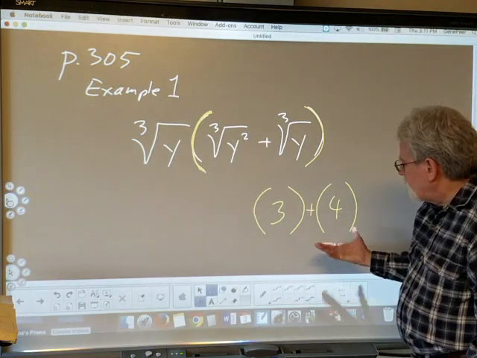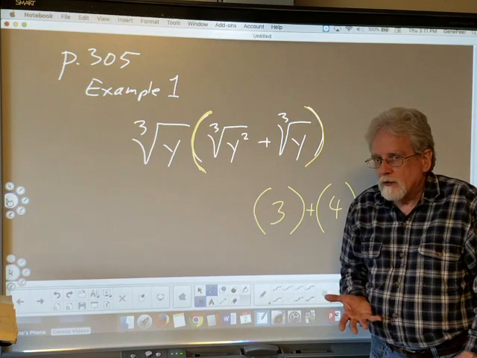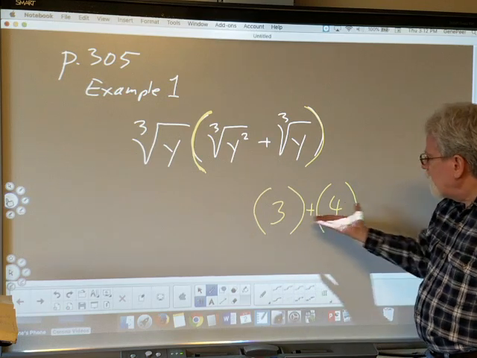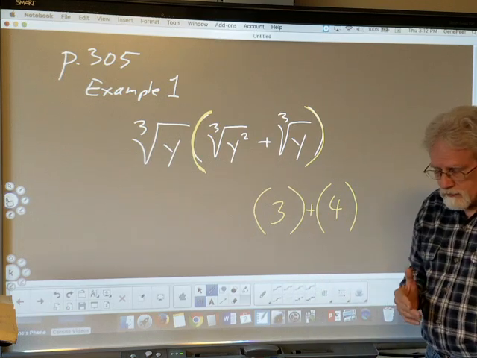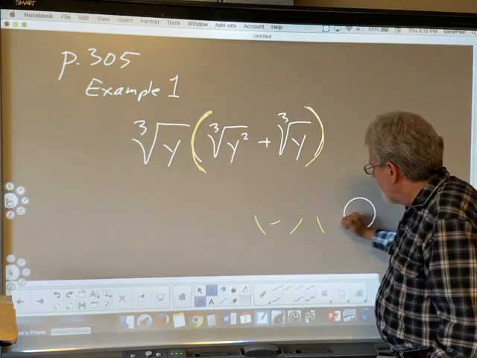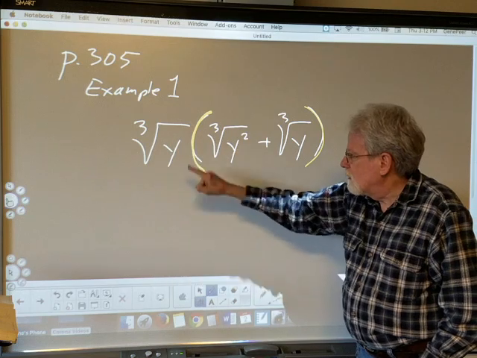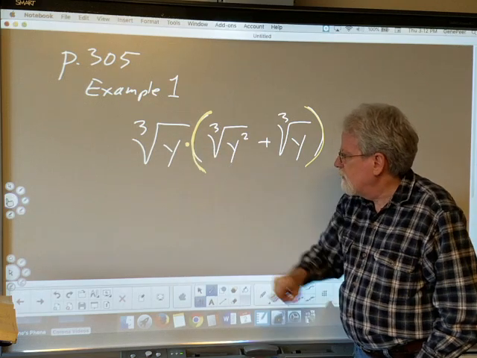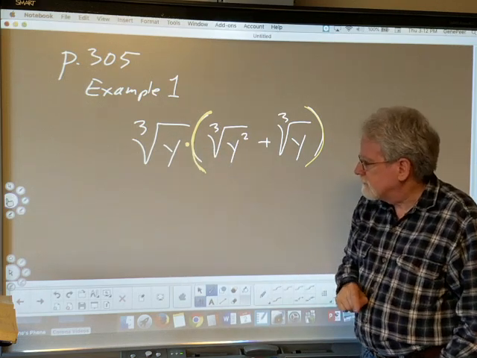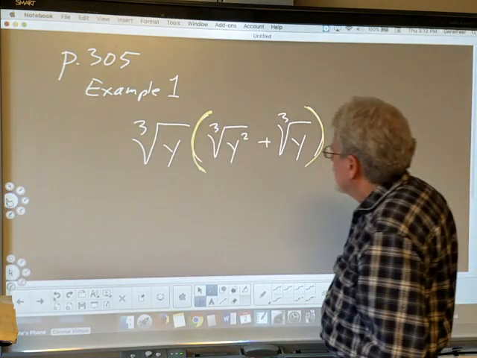What if that were a plus? It's not multiplication anymore. Parentheses do not mean multiplication. It's the fact that there's nothing between them. That's what makes this multiplication. The invisible multiplication dot right there. All right, a little side note there.